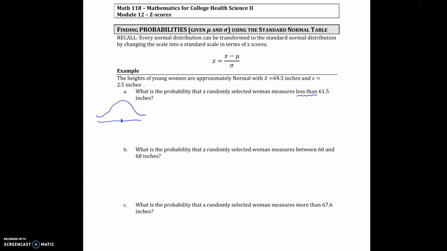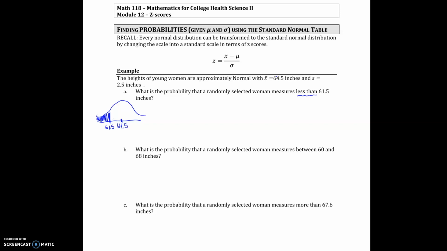Now when we're labeling our diagram, we're going to put the mean value in the middle. So we know my mean is 64.5. And if I'm figuring out the probability that I'm less than 61.5, 61.5 is lower than my mean, I can do a sketch and get an approximation and try to connect this to the work we were just doing. Okay, so I'm trying to find that shaded area.